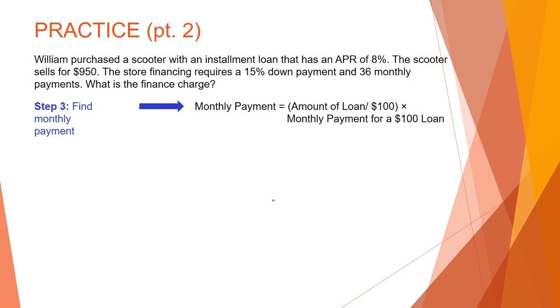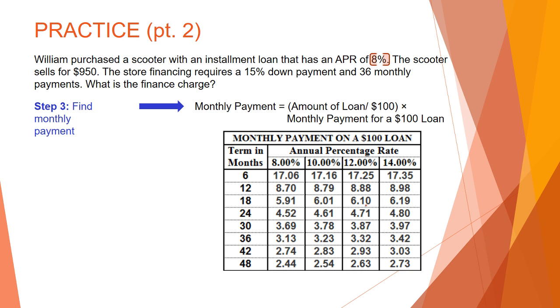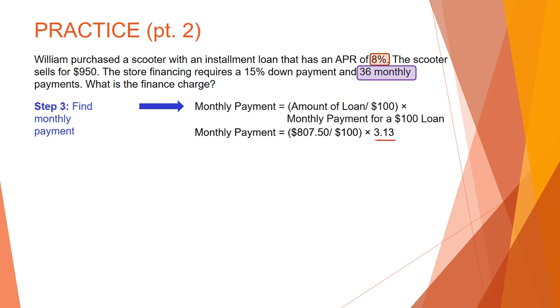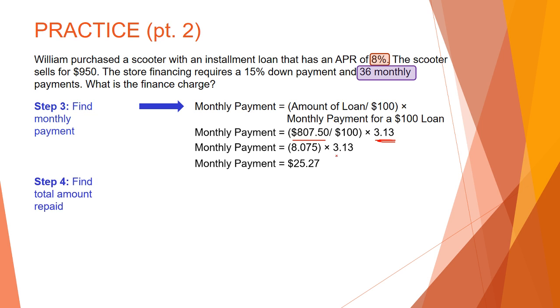Alright, next step is to find the monthly payment. Remember, I gave you the number already. 8% and 36, which is 3.13. So what we're going to do is plug that into the second part of the formula. The $807.50 is how much of the loan we took out. Use PEMDAS. $807.50 divided by 100 is 8.075 times 3.13, giving us a monthly payment of $25.27.